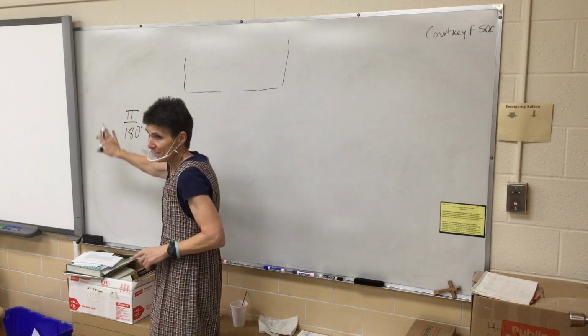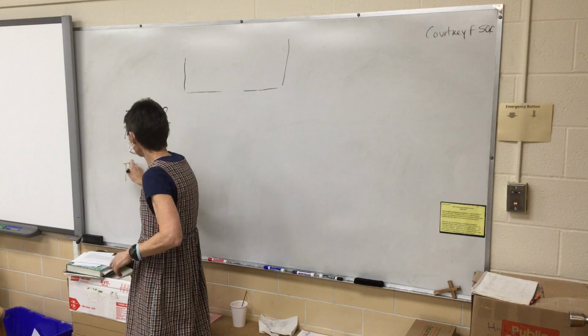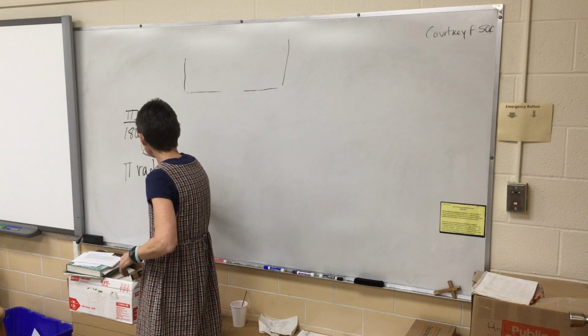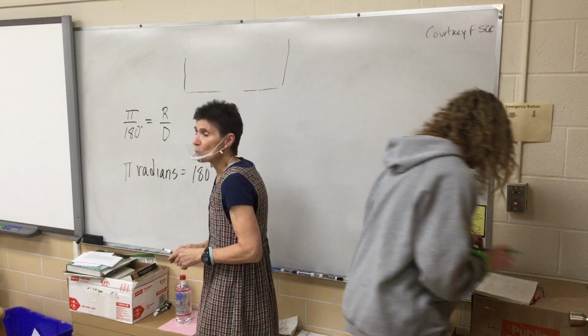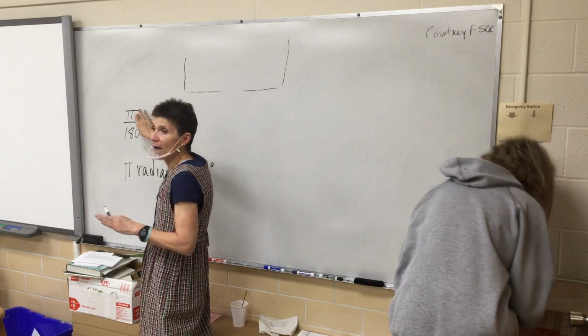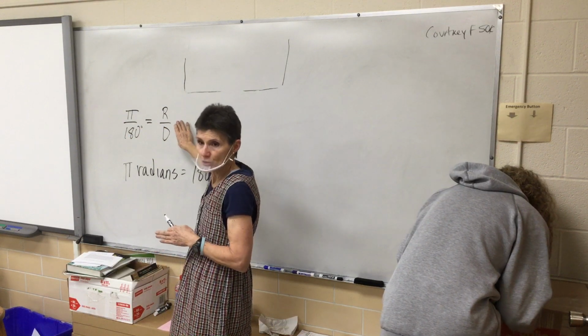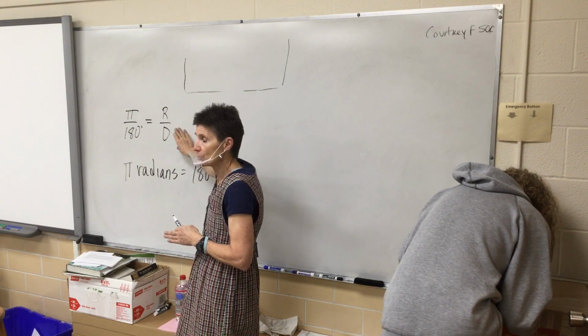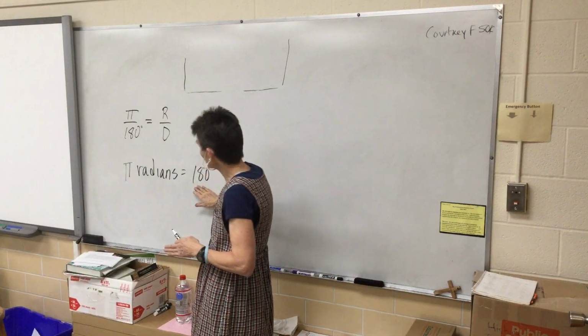What this means, the reason we set this up like this, is because pi radians is the same as 180 degrees. So in other words, this fraction is 1. And then over here, we want this fraction to also be 1. So we're going to find a match for those. But this is important. Pi radians is 180 degrees.